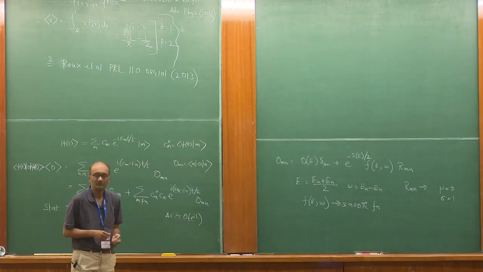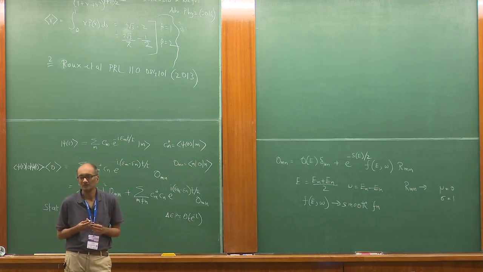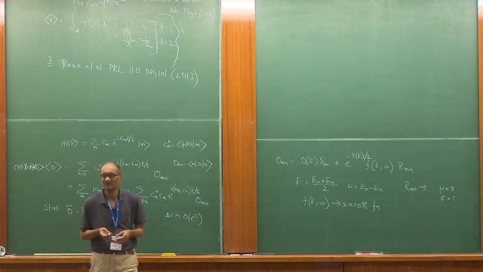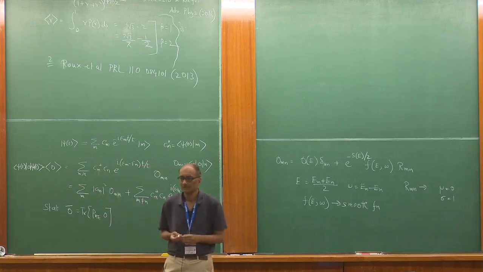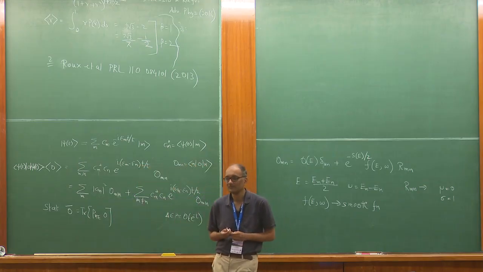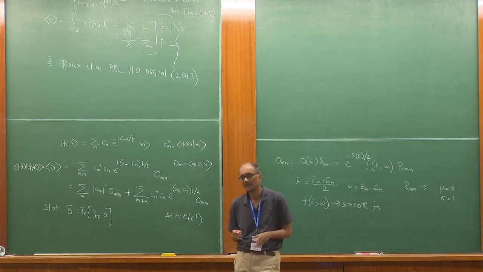That D in the RMT, is that directly connected to e to the power minus S? Yeah. S is log D, roughly speaking. So square root of 1 over D is like exponential minus S by 2. This is a rough analogy, but yeah. So that's the way to sort of.